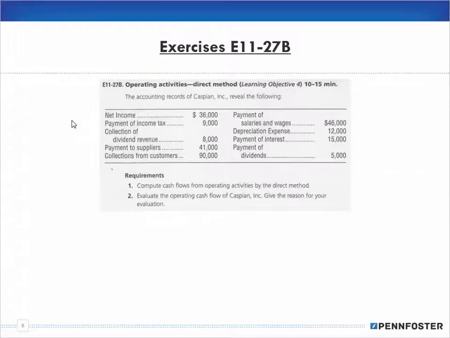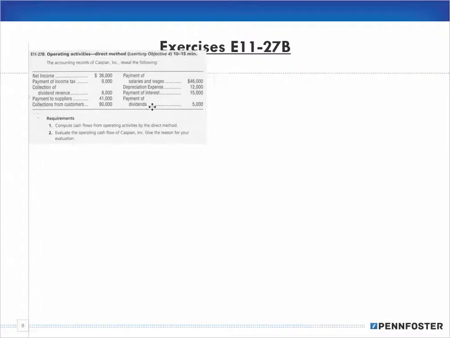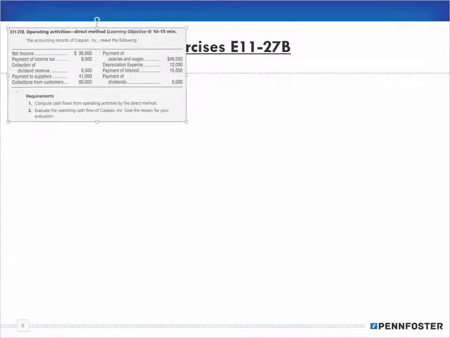Right, number 27 here, it says operating activities using the direct method. So this is the information, and it says compute the cash flows from operating activities by the direct method, and evaluate the operating cash flow. Give the reason for your evaluation. All right, so I'm going to shrink this up a little bit, and I'm going to move it up here.